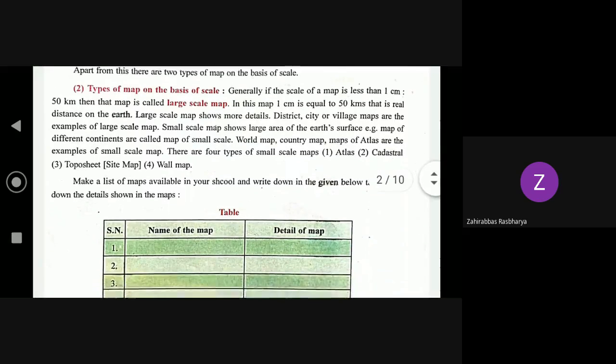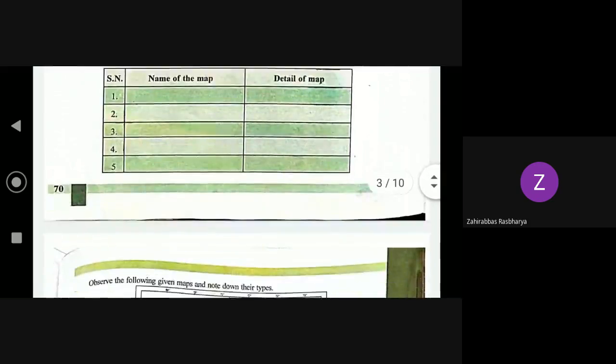Different continents are called a map of small scale, because showing all the continents on one map means it is small scale, right? World map, country map, and maps of an atlas are examples of small scale maps. Is it clear? Now there are again four divisions of small scale: the atlas, the book of atlas which we have, cadastral maps, topo sheet maps and wall maps. All these are examples of the bifurcation of small scale maps.